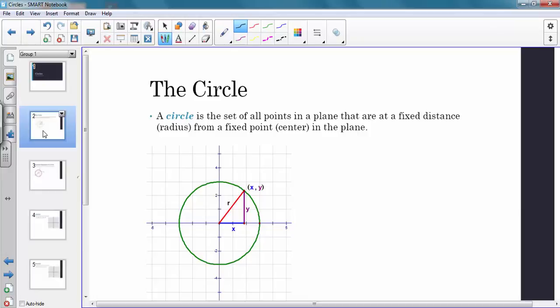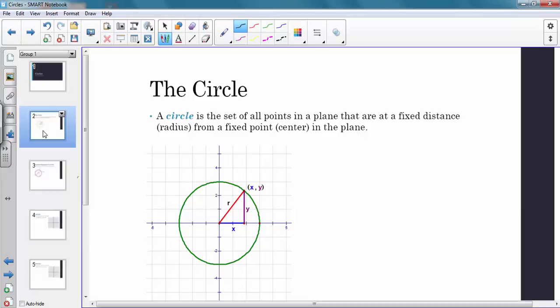A circle is a set of all points in the plane that are a fixed distance, called the radius, from a fixed point, called the center, in the plane. This is how we geometrically define a circle.